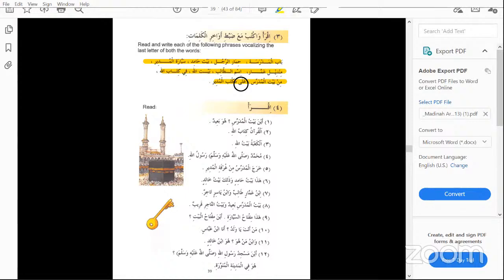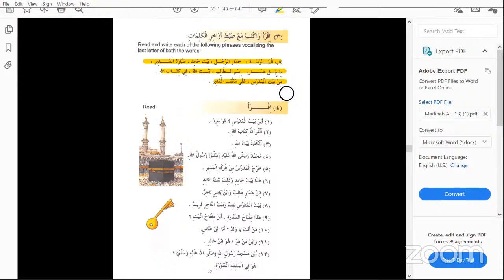Baytullah. Fi Baytullah, Kitabillahi. Incorrect. Parveen got it right. Baytullah is incorrect. It is mudaf ilay. Allah has alif lam. It should have kasra. Baytullahi. Fi Kitabillahi. Correct. Excellent. You got it right.